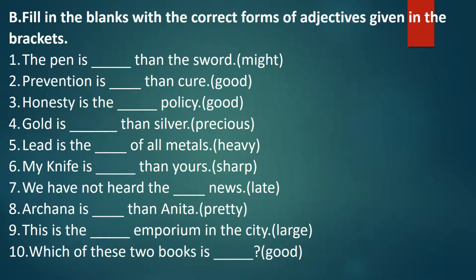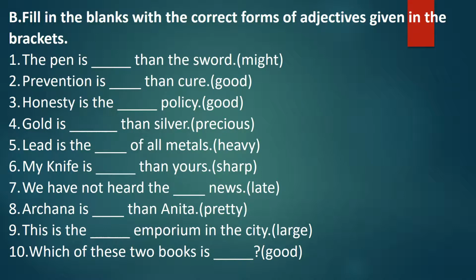Second sentence, prevention is dash than cure. It means we are comparing two things, prevention and cure. So what will come? The comparative degree of the adjective good. Prevention is better than cure. Honesty is the dash policy. It means we are comparing so many things with honesty. So the superlative degree of good will come here, and the answer will be honesty is the best policy.